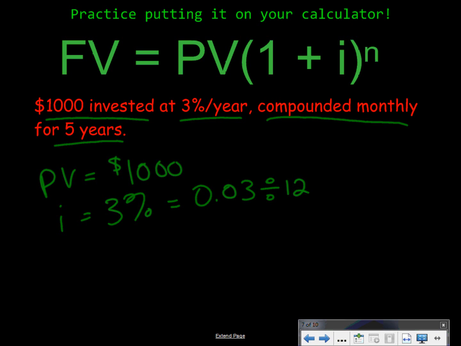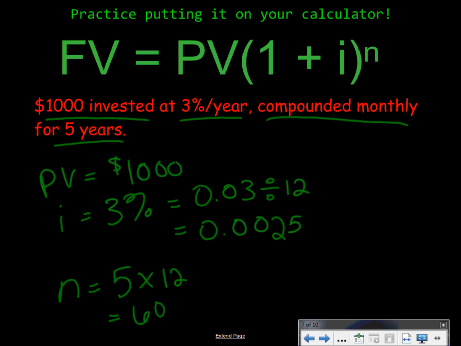I get 0.00025. Okay, so that's what my interest rate is. I put 1 plus 0.03 divided by 12. And it's not the same. No, you can do that. I'm just breaking it up. Now, n is 5 years, and again, it's 5 times 12 because it's compounded monthly over that 5 years. So my n is 60.